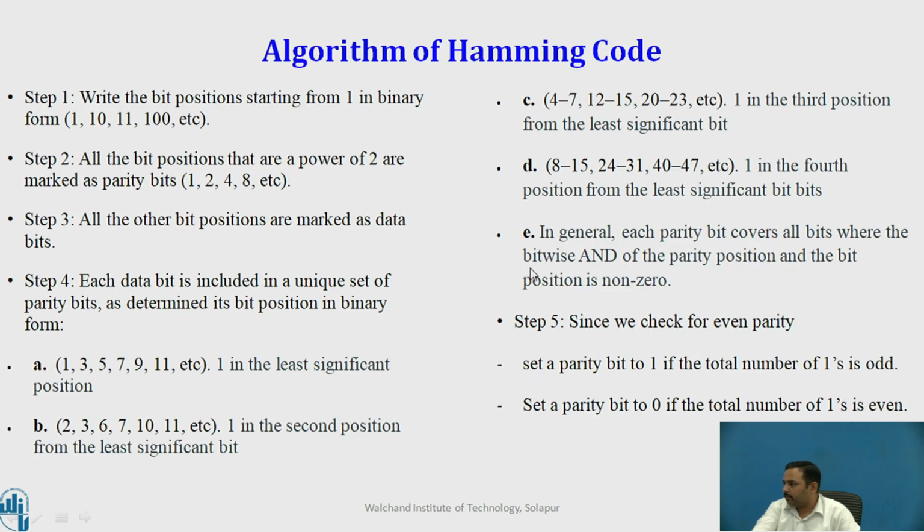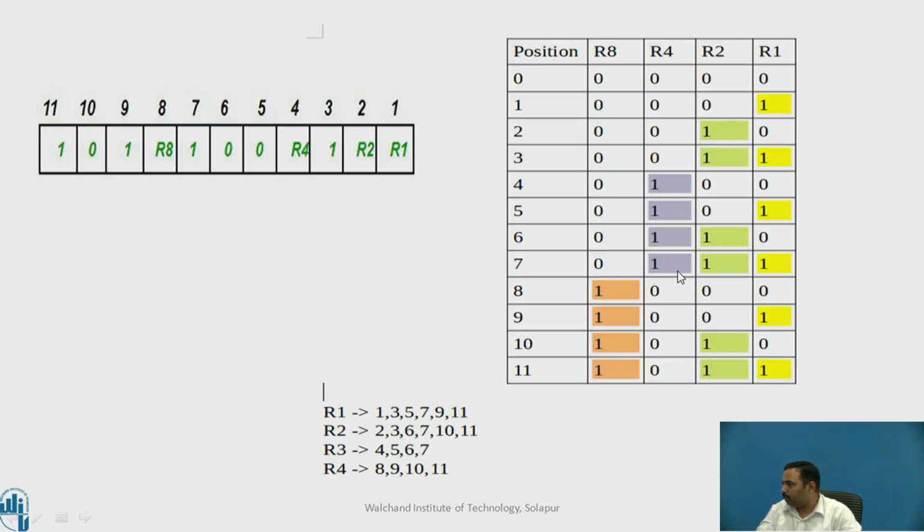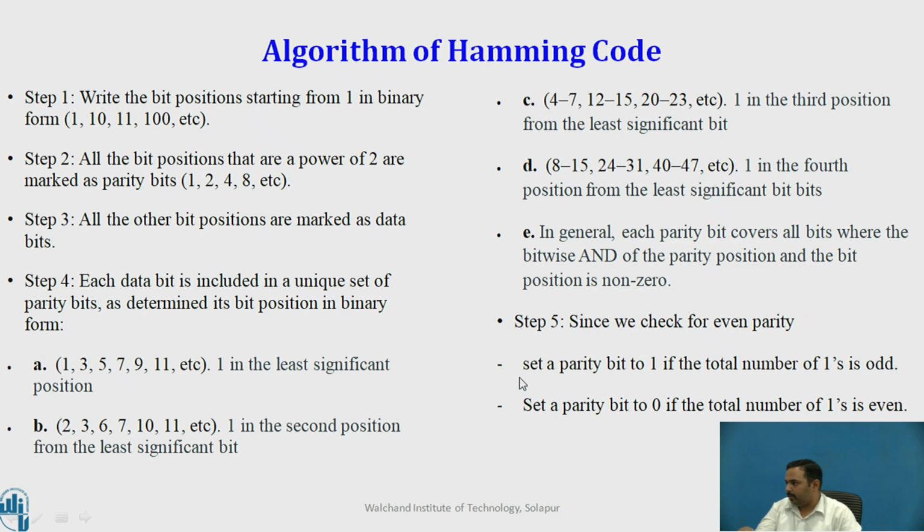And the last set: 1 in the fourth position from the least significant bit, that is 8 to 15, so the fourth bit covers 8, 9, 10, 11. In general, each parity bit covers all bits where the bitwise AND of the parity position and the bit position is non-zero.